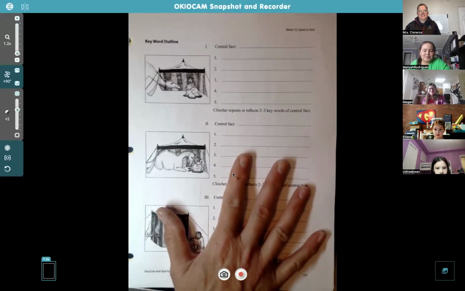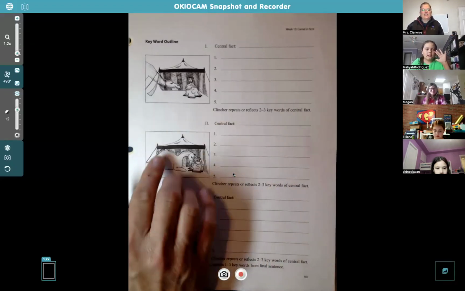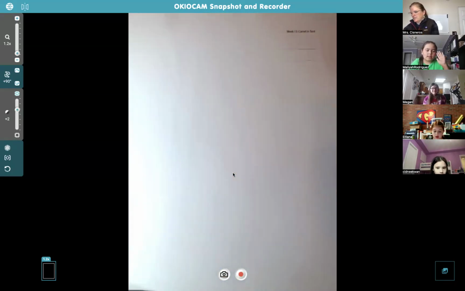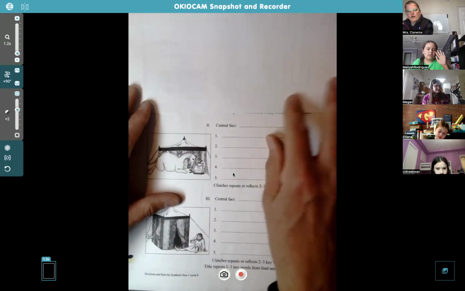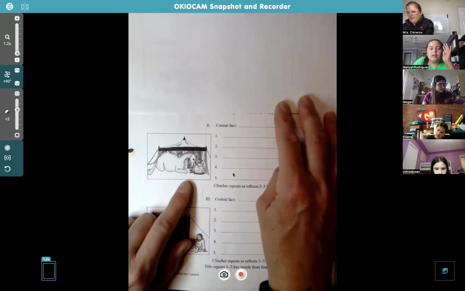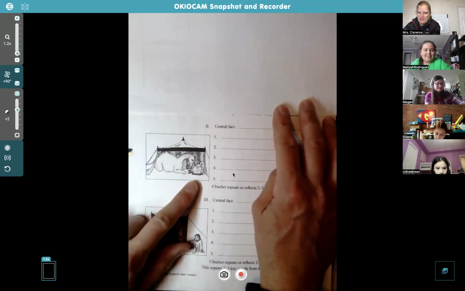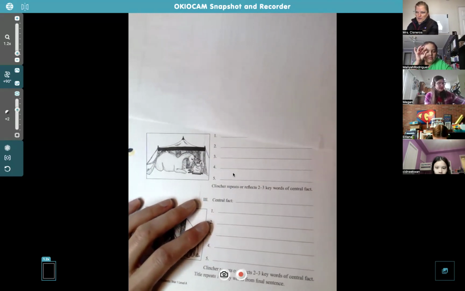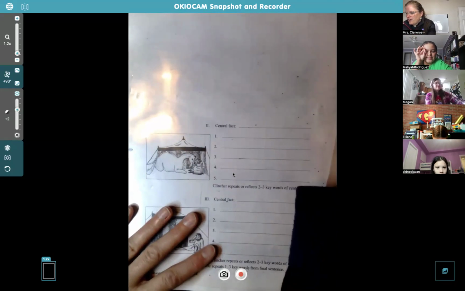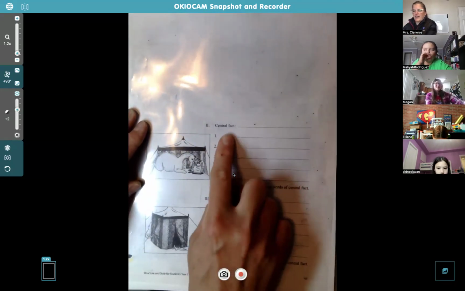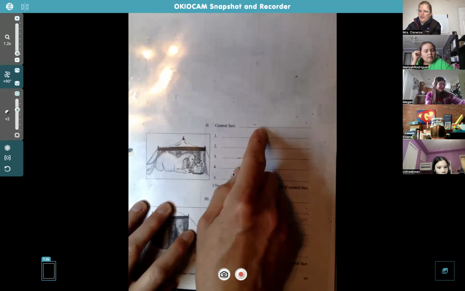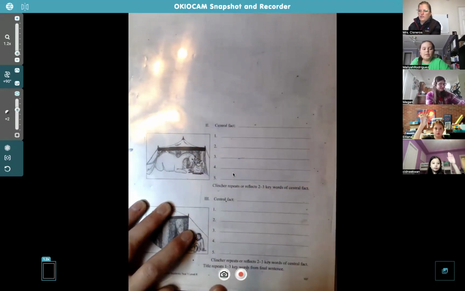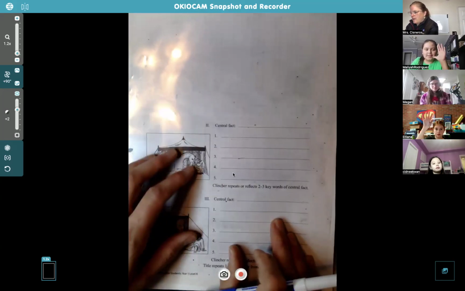Okay, so we're going to go back to this and let's look at the second picture now. So you guys already did the first one, so we're going to ignore that picture. In fact, I'll even just kind of cover it up here. Okay, we're going to focus on the second picture only. Looks like the camel made it inside, and now the guy is like not sure about this. So for Roman numeral 2, remember the central fact, that means what's literally happening in the picture. So who wants to tell me what they literally see in the picture? Sydney, what do you see happening in the picture here?